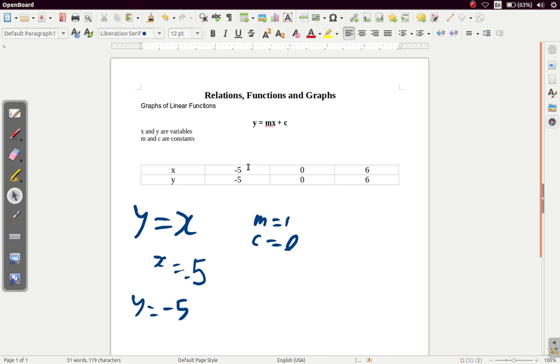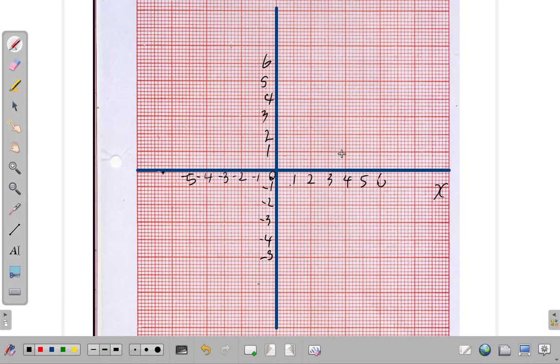We have when x is equal to -5, y is also equal to -5. So -5, -5. So we identify -5 on the x-axis, go down to -5 on the y-axis. The point we plot should be below -5 for x and beside -5 for y. So I use my x and plot this point.